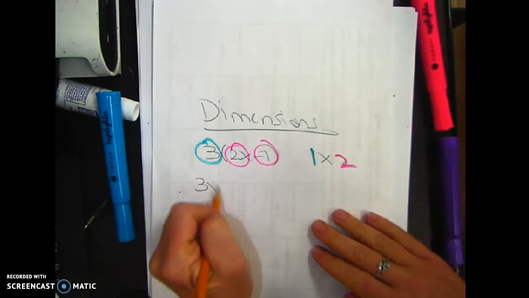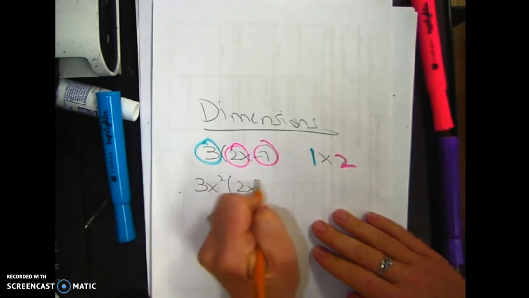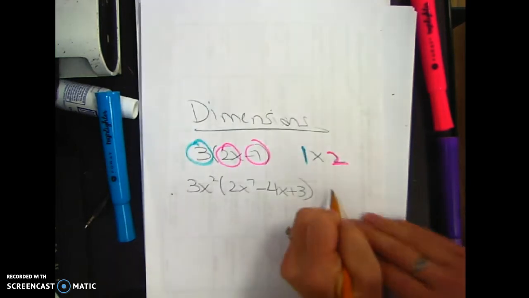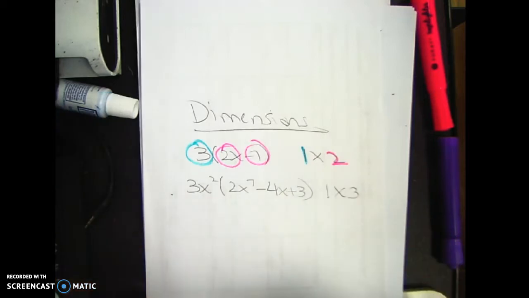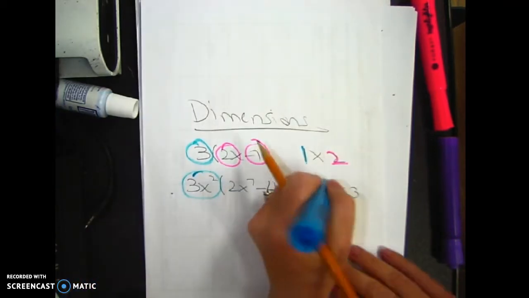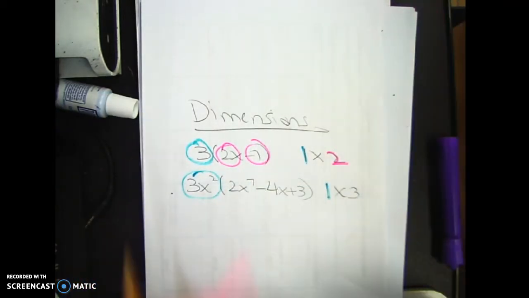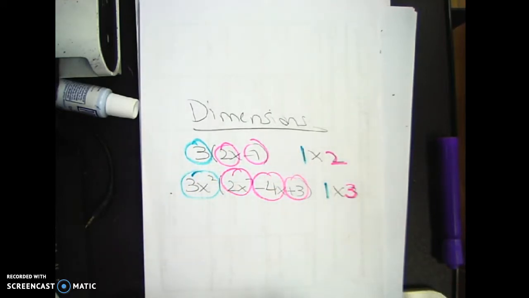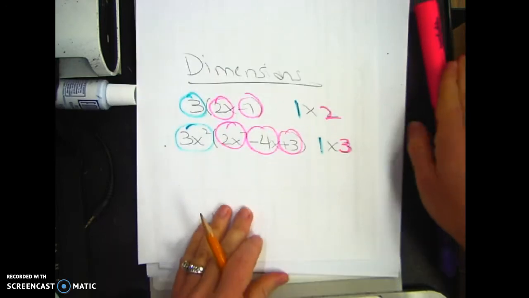If I had this, this would be a 1 by 3, because this is 1, it's all touching. And then there are 3 groups here. 1, 2, 3, or 3 terms if you want to be fancy. That's the dimension of that, a 1 by 3.